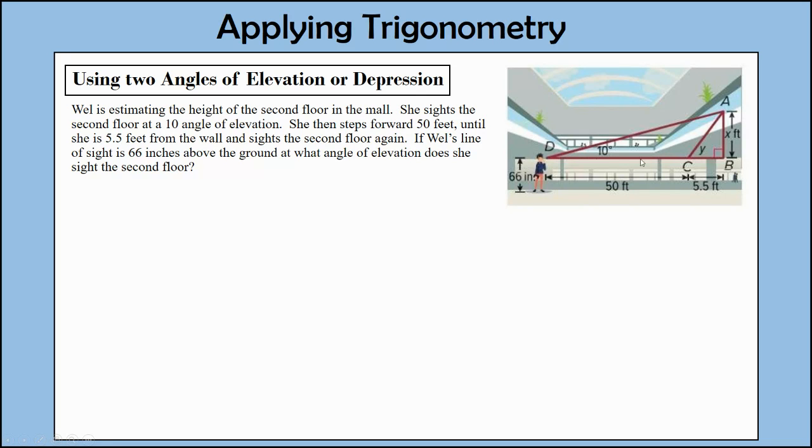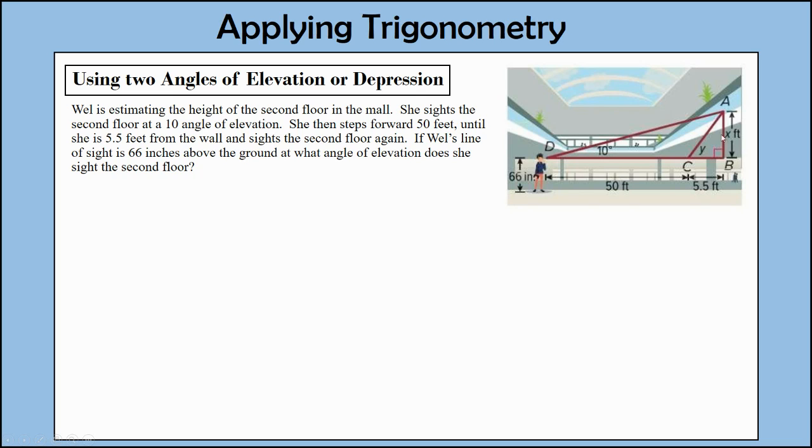So she's going from point D to point C. That's 50 feet forward. And she looks up again. So this Y here is the angle of elevation from this point C to the second floor. Okay. She's 5.5 feet from the wall. So C to B is 5.5 feet. Okay. These are all factors we need to know. And she wants to know what is the height here of the second floor.